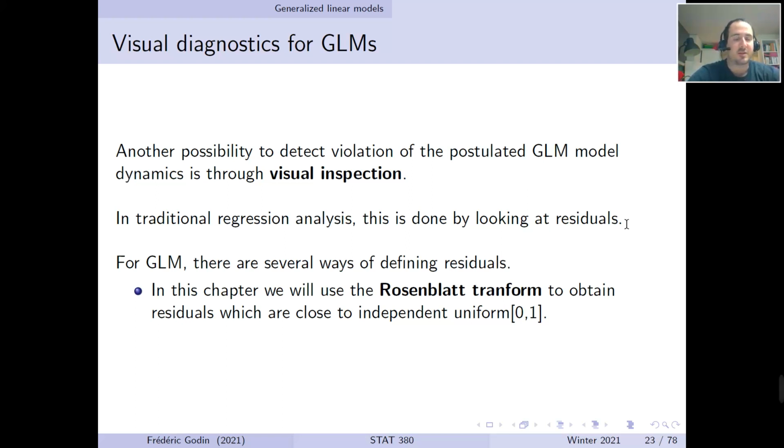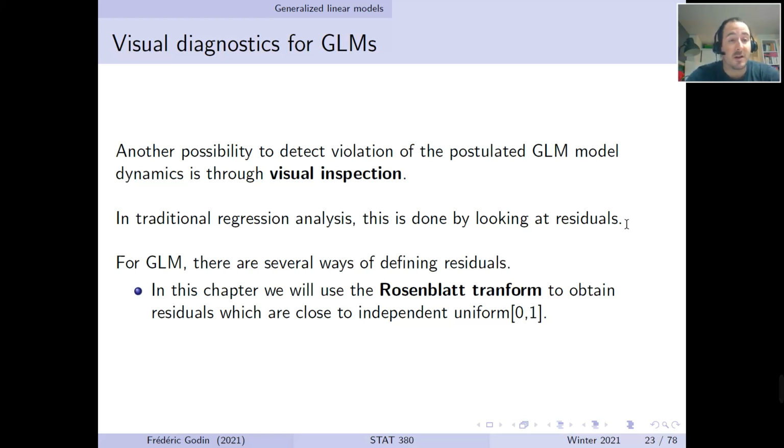To assess if it's really the case, what's often done is to look at residuals. You can look at residual time series to see if there are patterns that are discernible. You can look at plots of residuals versus explanatory variables to see if there are other relationships that can be observed. So here in the GLM diagnostics, we can still try to use visual inspection, but now what remains to be done is to define what residuals are.